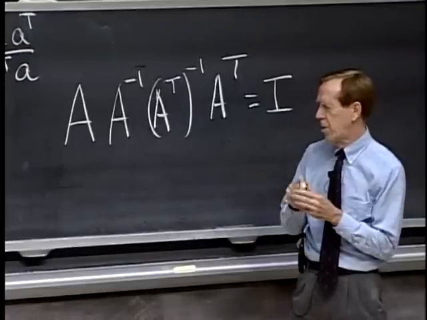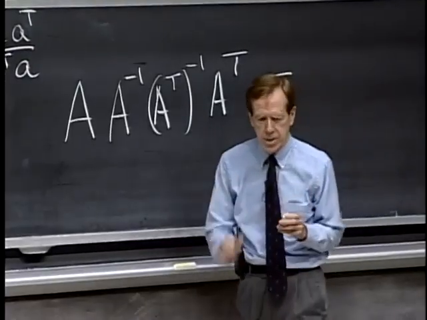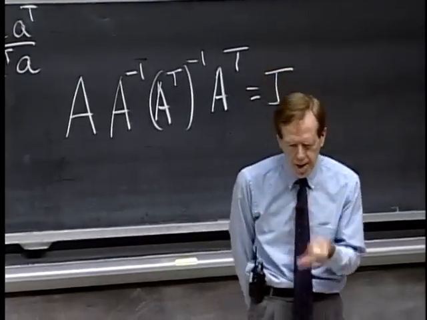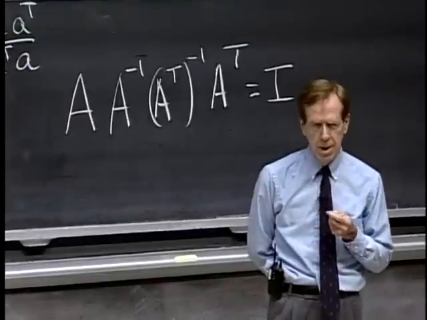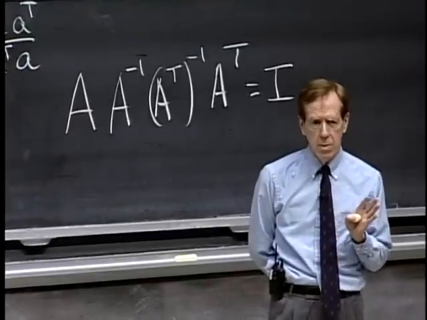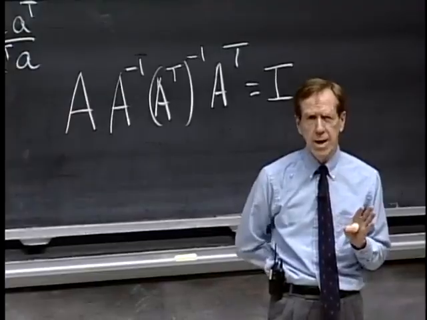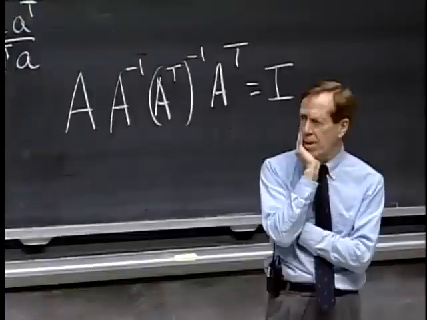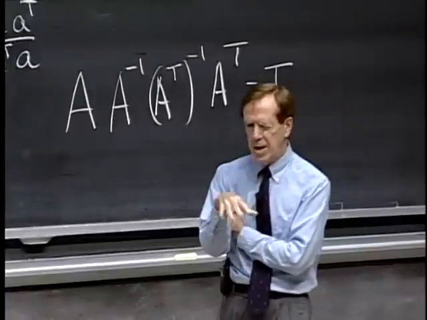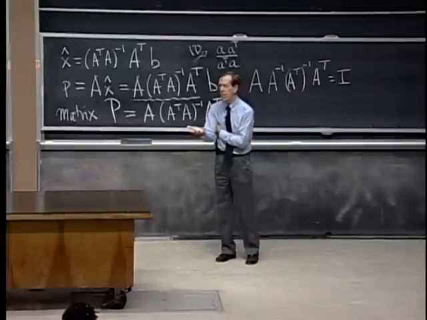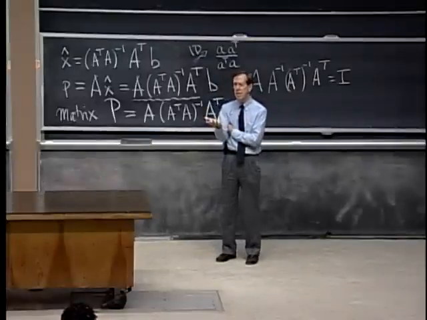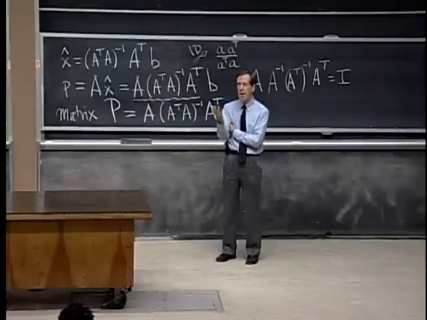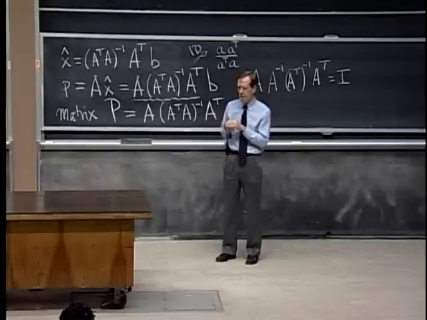Now, what's going on if A is a nice square invertible matrix? The formula ought to work then too. If A is a nice n by n invertible matrix, what's its column space? The whole of Rn.